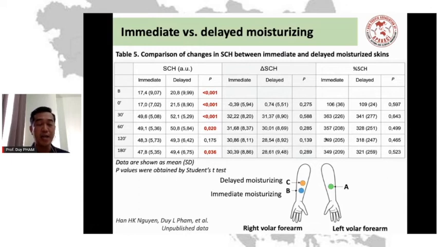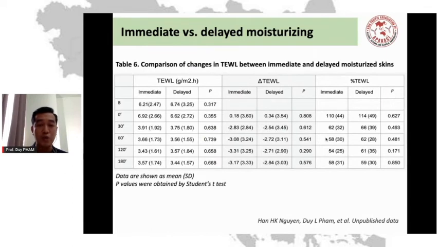And then we evaluate the change in SCH and TEWL level from the baseline and compare between the immediate and delayed moisturized skin. And interestingly, we found that there was no significant difference in the change of SCH level as well as TEWL level between the immediate and delayed moisturized skin. That means if we apply the moisturizer right after bathing or 30 minutes after bathing, there was no significant difference in the restoring of the skin hydration.